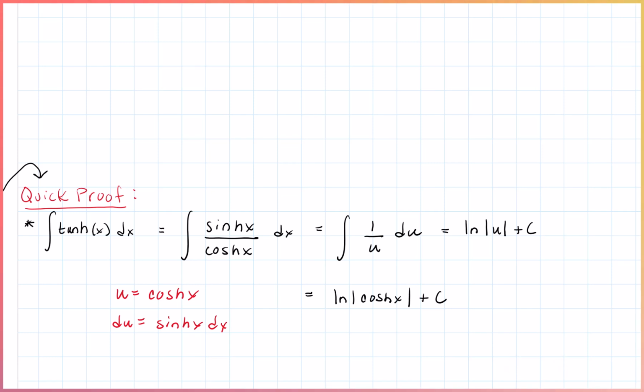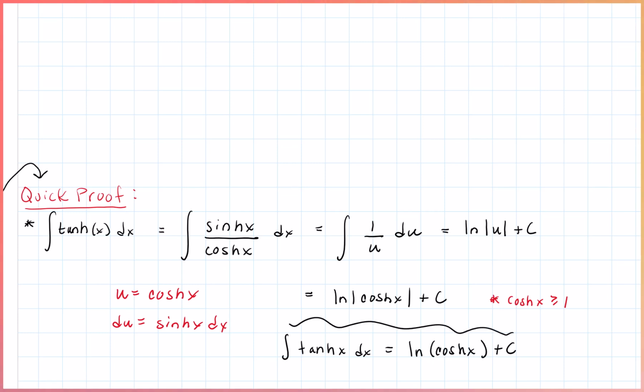But the hyperbolic cosine is always positive. The hyperbolic cosine of x is actually always greater than or equal to 1, so since it's always positive, we can even drop the absolute value signs, and we can show that the integral of the hyperbolic tangent is the natural log of the hyperbolic cosine plus c. And that's a nice little proof using one of our basic integral strategies, our u substitution, and what we know about integrals of 1 over u and hyperbolics.